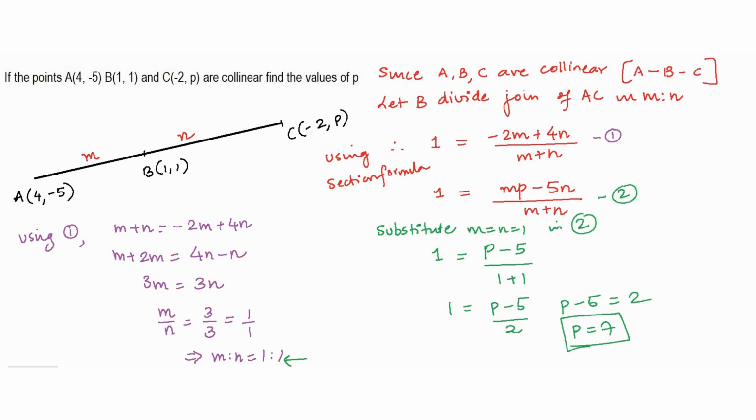Moving on to the next question. Three consecutive vertices of a parallelogram ABCD are given. We have to find the fourth vertex. So let us consider that this is the parallelogram and three of its vertices are given to us.